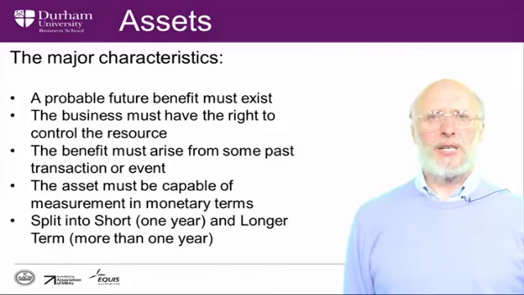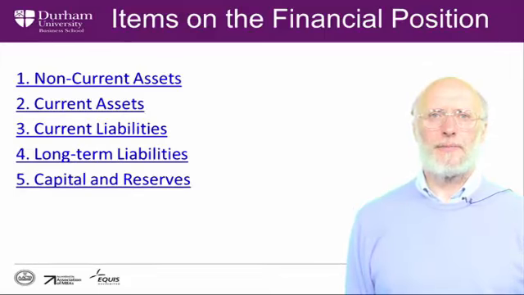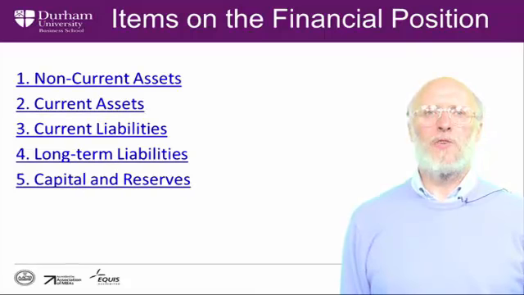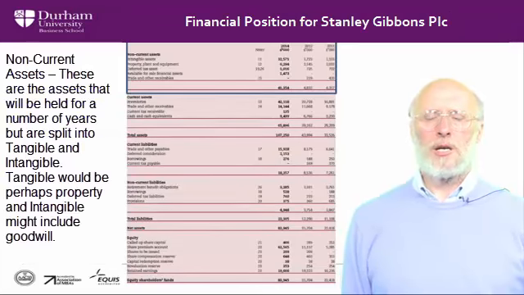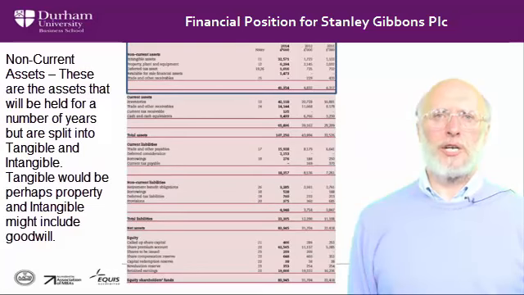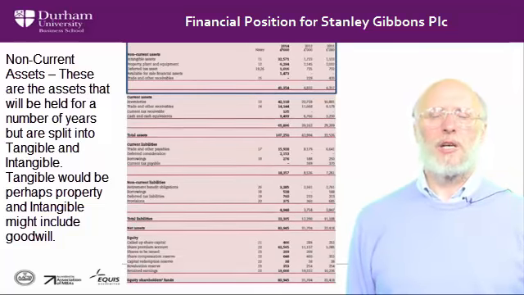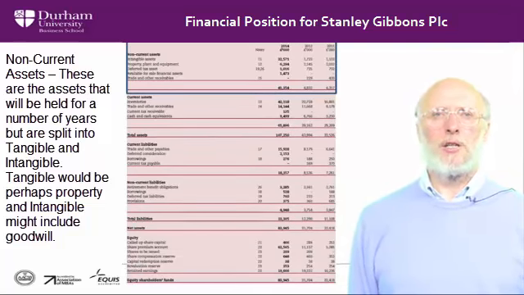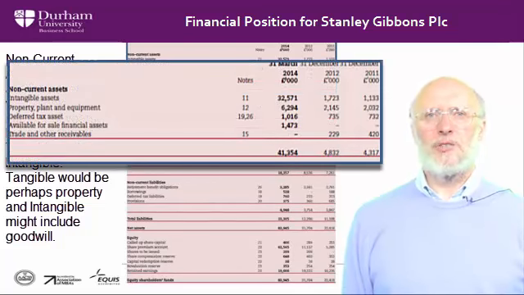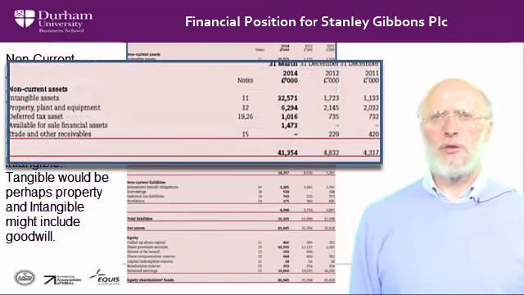So let's go back to Stanley Gibbons' statement and have a look and see where the assets are there. Well, we've got non-current assets, current assets, then we've got the other areas. But for the assets initially, we've got the long-term or non-current assets. And again, you can see for Stanley Gibbons that they've got the normal type of items there. They've got some property. They've got land, obviously, as well with the property. But they've also got other areas as well that are regarded as longer term.